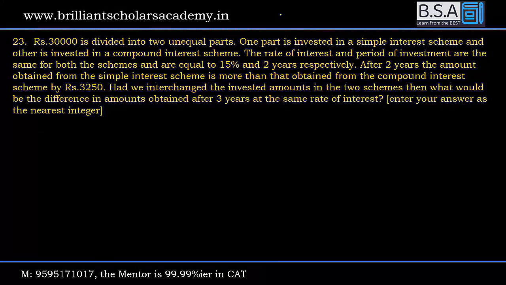So now you have a CAT level question and there are no answer options. Enter your answer as the nearest integer. Go on, try. Take 5 to 6 minutes. Go and try.